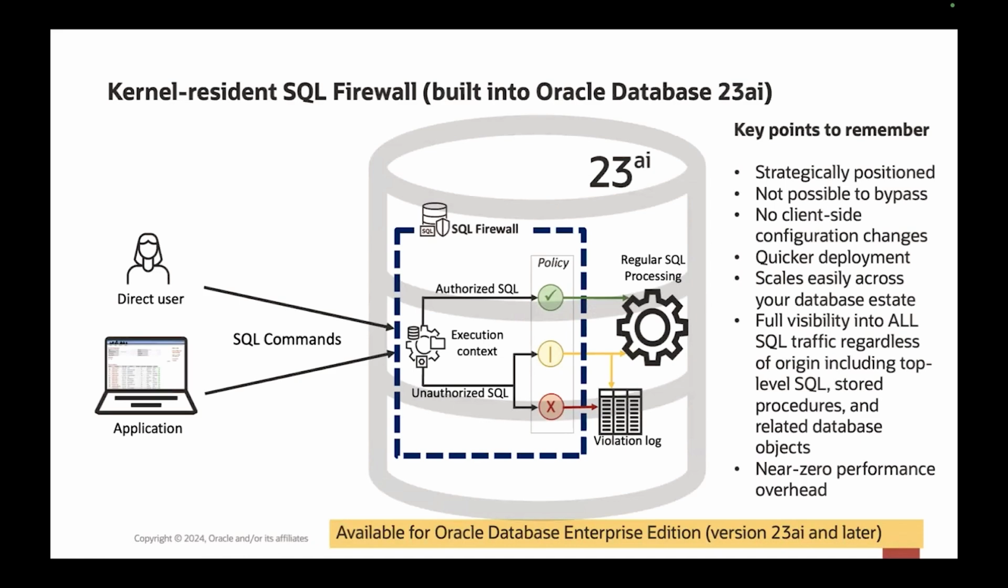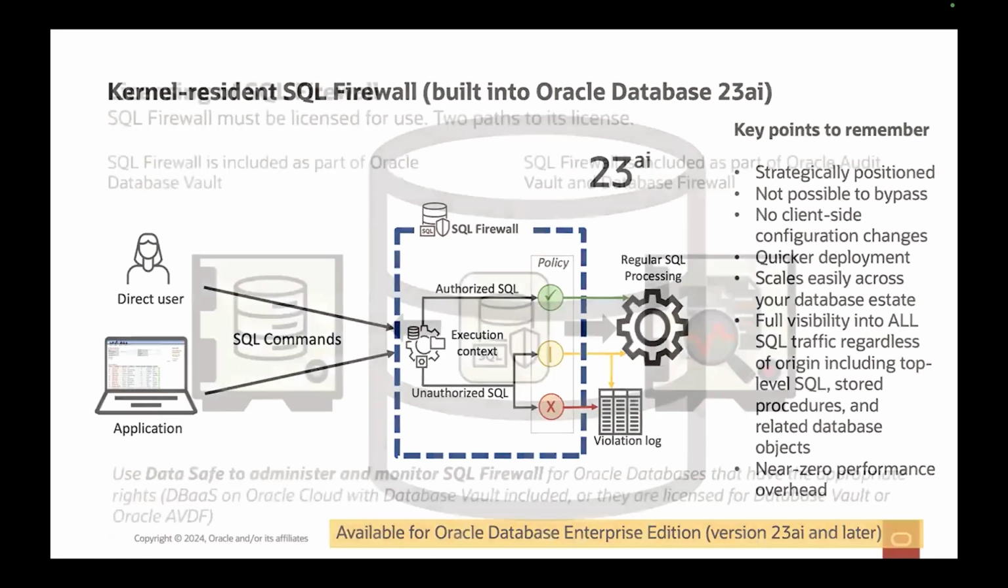And it's a quicker deployment because there is no client configuration that's required. All you have to do is enable this in the database and train for that particular database user that you wish to protect and enforce it, and you're all set to go. It's a quicker deployment, and scales quicker across your estate. It has full visibility, and there is near zero performance overhead. And I'll just talk about it in a minute. It's available only for Oracle Database Enterprise Edition 23ai and above.